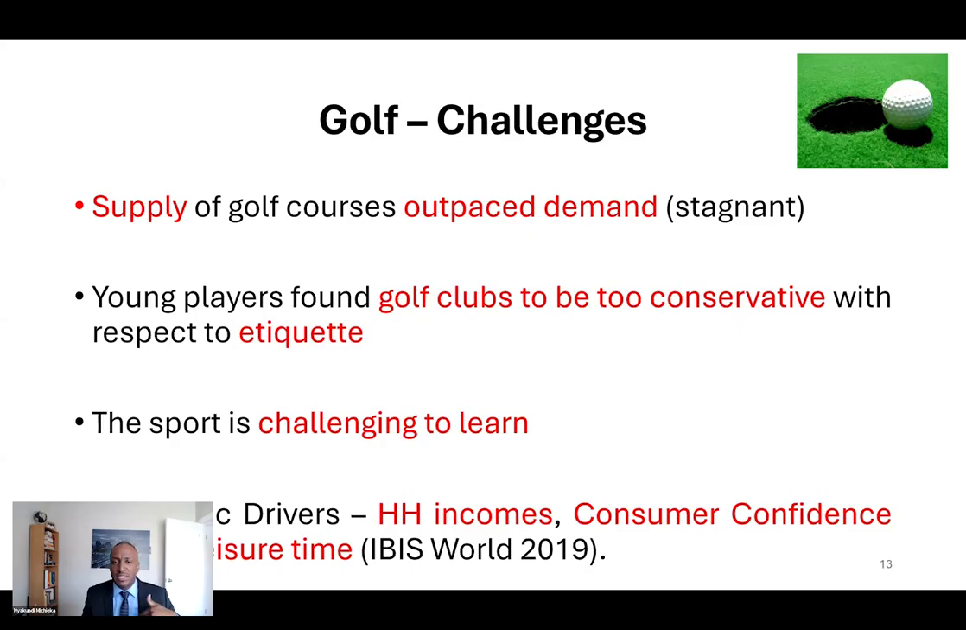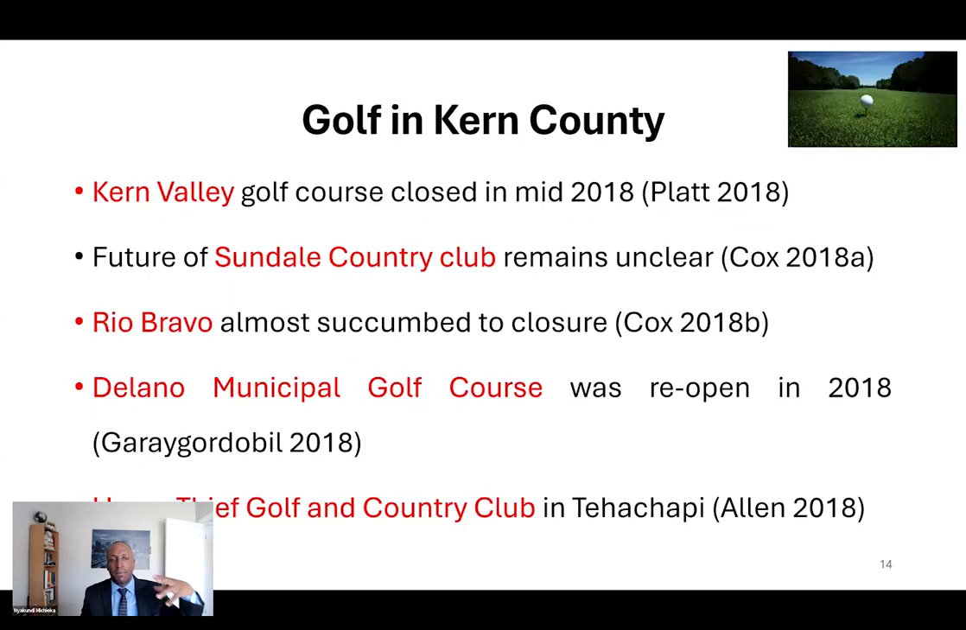Now, in Kern County here in Bakersfield, we had a point where we had some closures of golf courses. And these are some of the articles that were out there. There was Kern Valley Golf Course, which was closing. We had Sandale, we had Rio Bravo. For those of you who are in the region, you probably know what I'm talking about. Some of these have since been saved and are back. But there was a time when golf courses were a big risk.